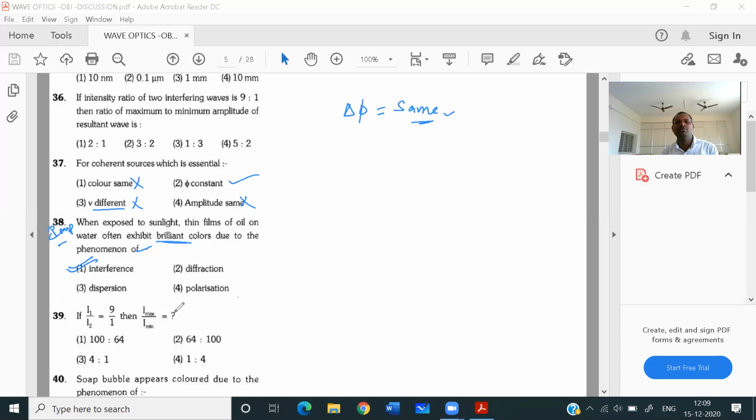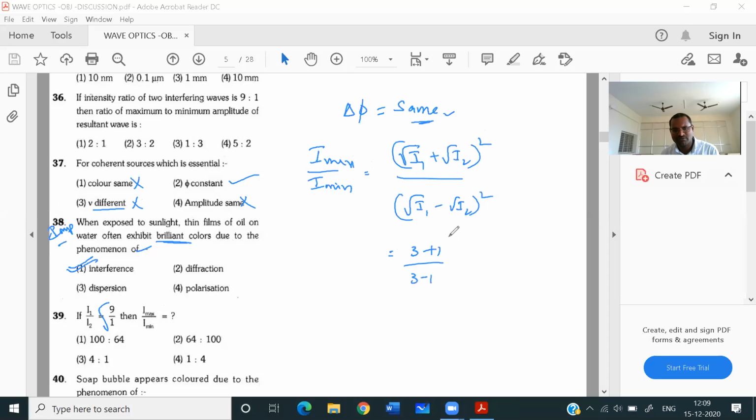Next, I1, I2 value 9:1 they have given. Then what is I maximum to I minimum? Easy question. This type of question is repeating, so you need to remember that repeating means important. I max by I min is (root I1 plus root I2) whole square upon (root I1 minus root I2) whole square. I1 by I2 is 9:1, so root I1 to root I2 becomes 3:1. So it will be (3 plus 1) by (3 minus 1), each squared. 3 plus 1 is 4, 4 square is 16. 3 minus 1 is 2, 2 square is 4. So it will be 4 by 1. Option 3 is the right answer.